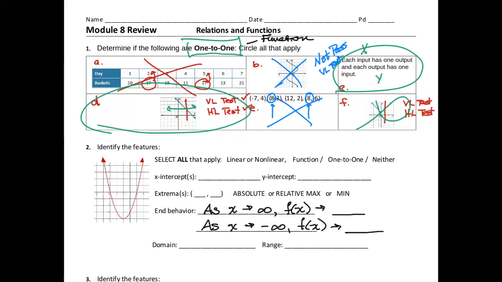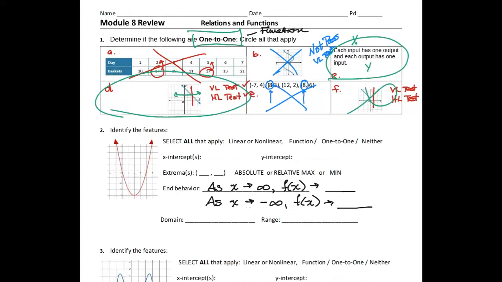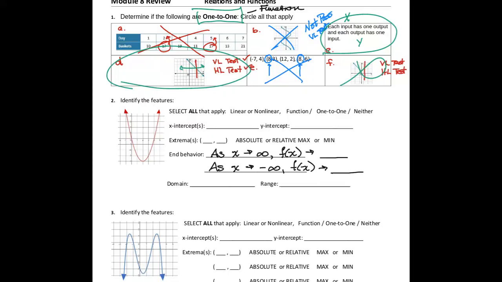So if you have a table or if you have ordered pairs, you've got to see, do I have any repeats in the X values? That would be a function. And then do I have any repeats in the Y values? If it's a graph, you do the vertical line test for a function, horizontal line test for one-to-one. Okay? All right. So that was a good one to go over.